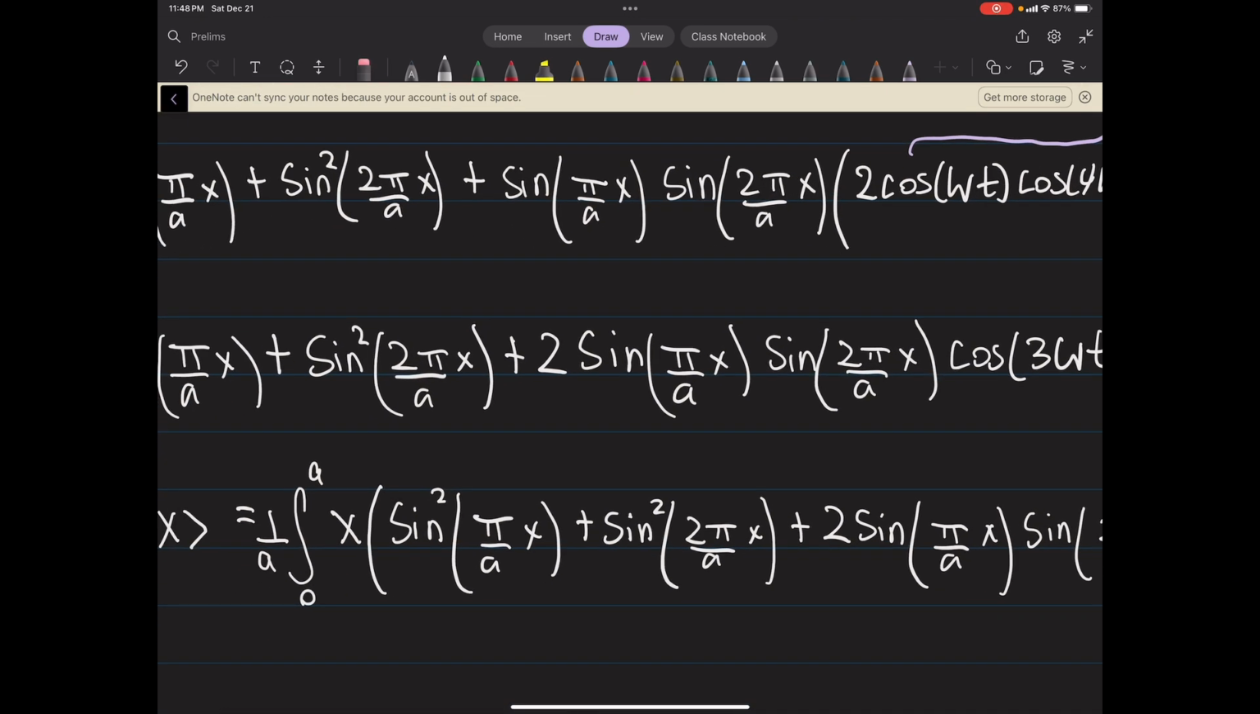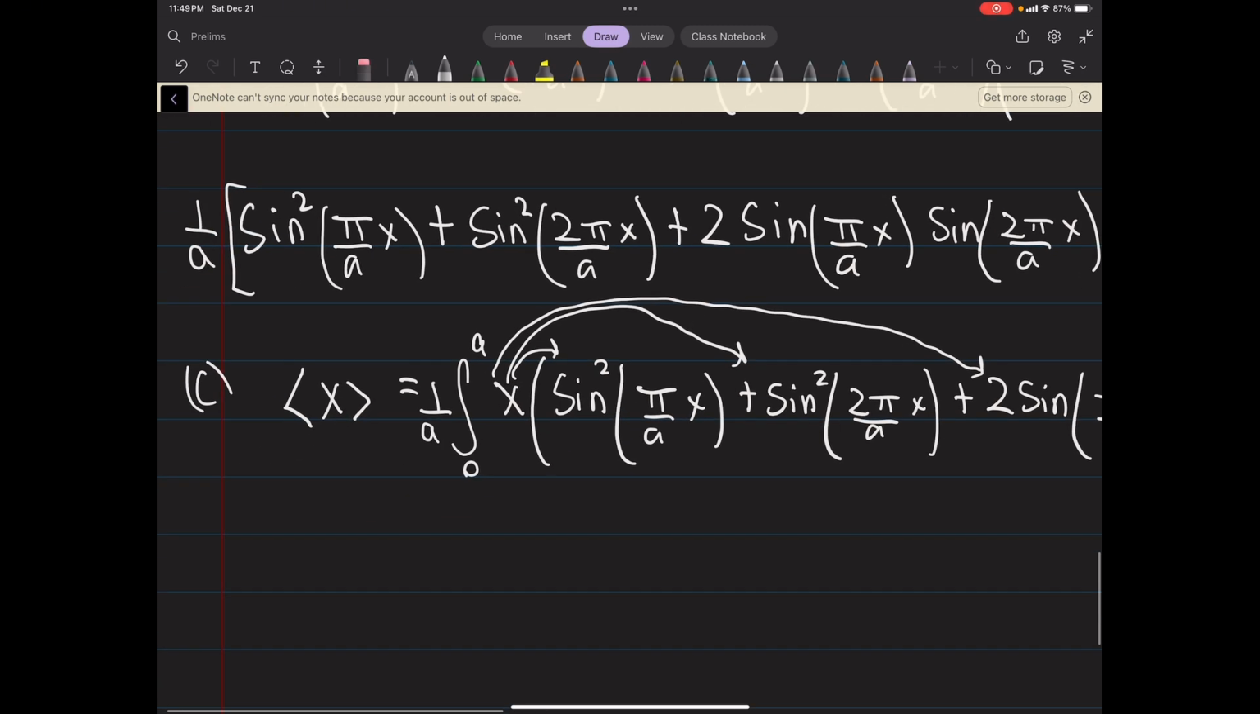Now, you could distribute this x to all these terms, and you would have three integrals which are doable, but I kind of talked about this in a previous video. You have to consider if that's something valuable to your time to do those integrals. This isn't a calculus class.